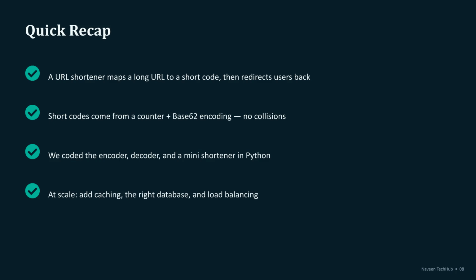Let's quickly recap what we learned. A URL shortener maps a long URL to a shortcode. When the user clicks the short URL, the system finds the original long URL and redirects the user. For shortcode generation, hashing is one option, but it can create collisions. A better approach is counter plus Base62 encoding. The counter gives us uniqueness. Base62 gives us a compact and readable shortcode. We also implemented a mini version in Python using a dictionary. In production, we replace the dictionary with a real database and add caching, load balancing, and distributed ID generation.